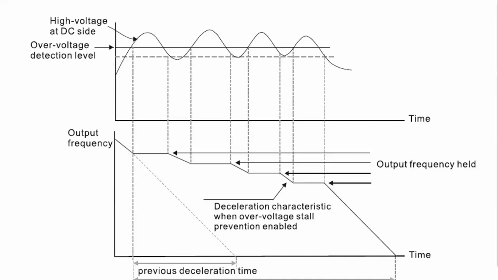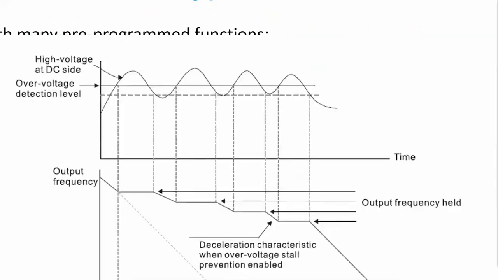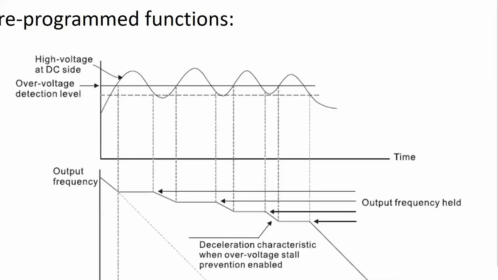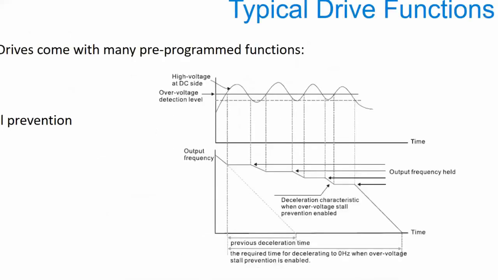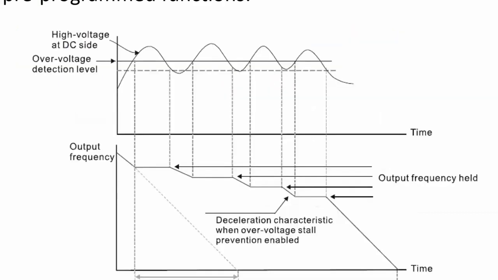So what the drive can do is it can start to decelerate. It can start to lower the output frequency, and then it can detect that the DC bus voltage is raising to a higher level, and then the drive will stop from decelerating. So it will just run a straight line. And then when the DC bus voltage is increasing again, then the drive can again stop from decelerating. So this is called the overvoltage stall prevention.